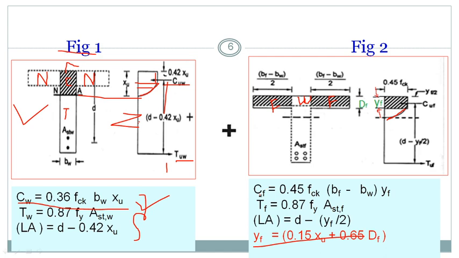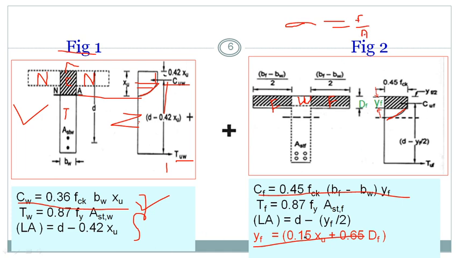Now, with respect to this, calculate Cf. Cf is the total compressive force in the flange region, that is 0.45 fck, and you know what the stress is. Stress is nothing but force by area, and force is nothing but stress multiplied by area. With the same concept we'll discuss now.